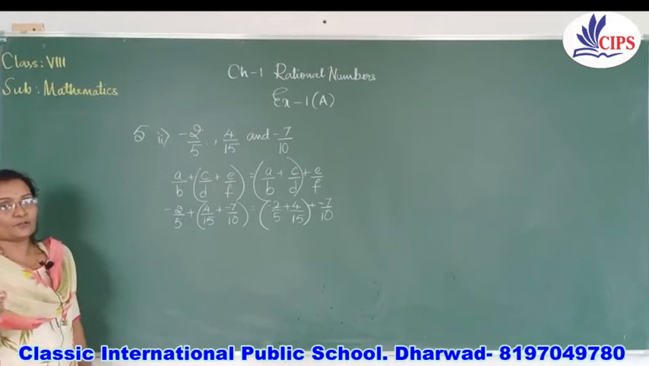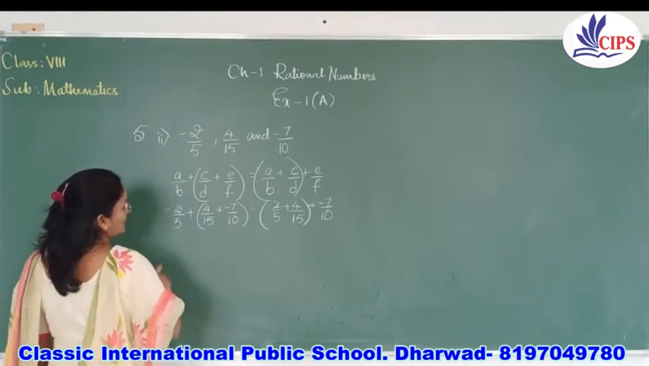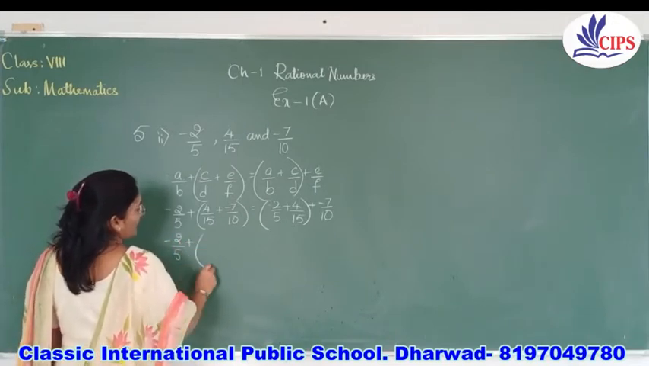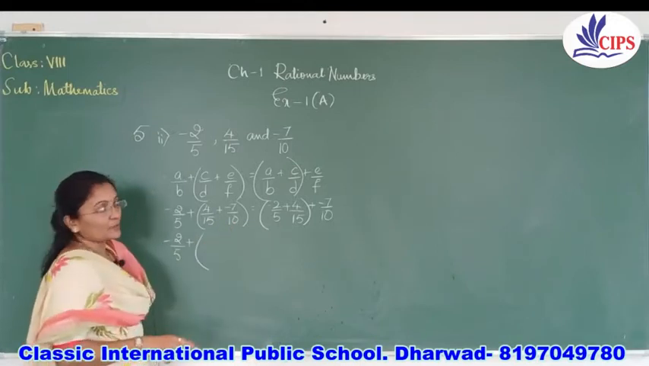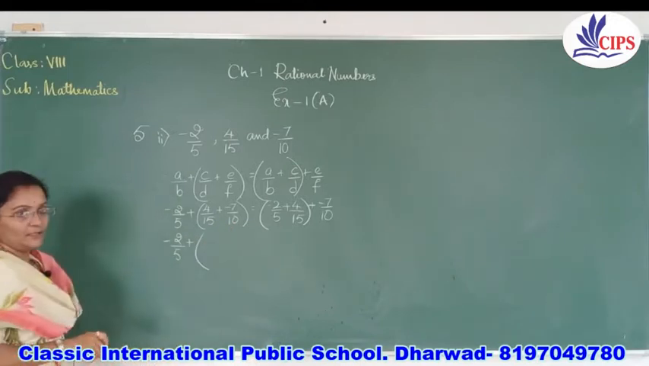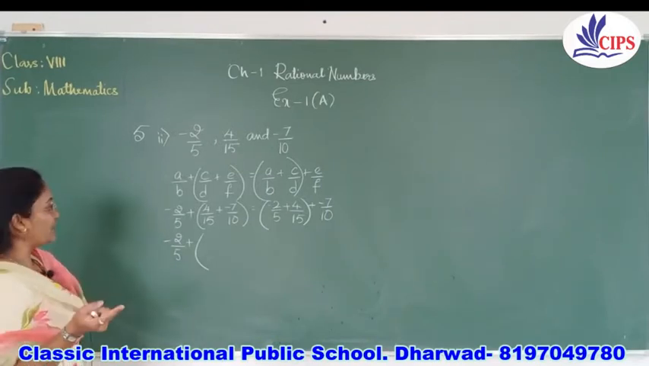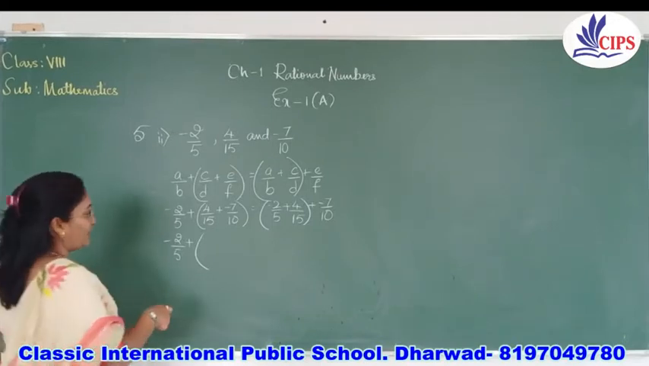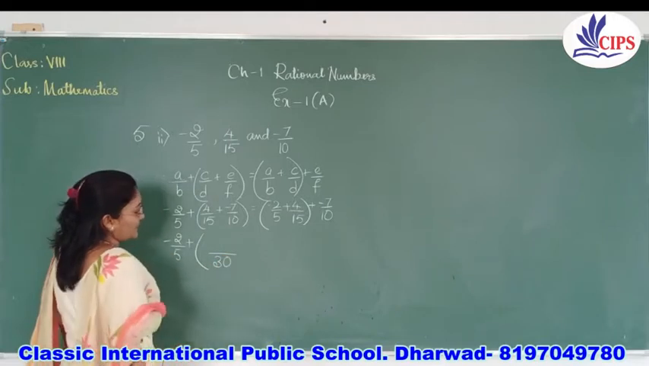As you know, we have to solve the numbers which are in the bracket first. So I'll solve these numbers first. Minus 2 by 5 plus... here we need to add the numbers, but before that we have to take the LCM. What is the LCM of 15 and 10? As 15 is greater, write the multiples of 15. 15 ones is 15, 15 twos is 30. As 30 is divisible by both, 30 will be the LCM for 15 and 10. So I take the LCM as 30.